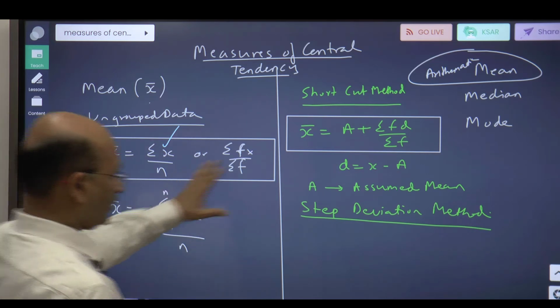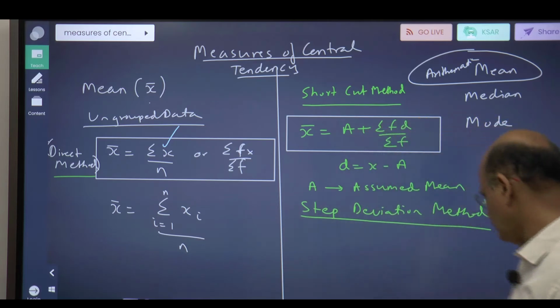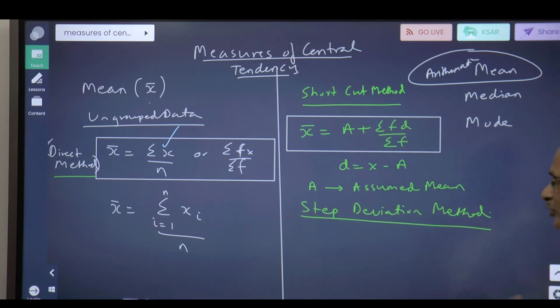I hope you got the point clear. This formula is a shortcut method. This is ungrouped data, guys. Don't miss out on the next part, let us quickly focus on it.